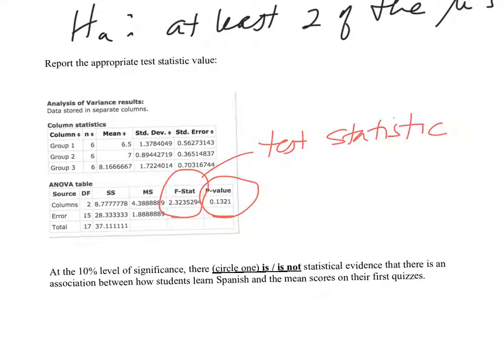And as we know by this point, a p-value of 13% is very large. So at the 10% level, we would not reject the null hypothesis. So do not reject H naught. And this means that we cannot prove that there's evidence between the group that the students are in and their mean scores on the first quiz. Okay, so that concludes an Anova test.